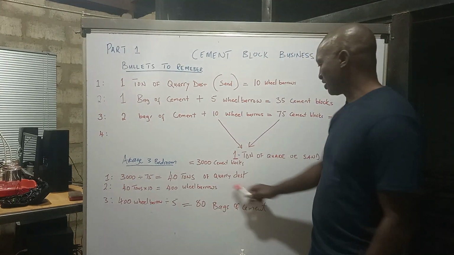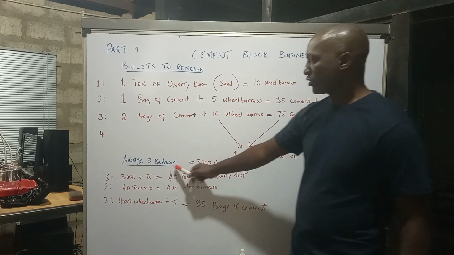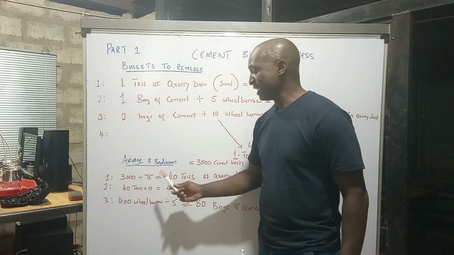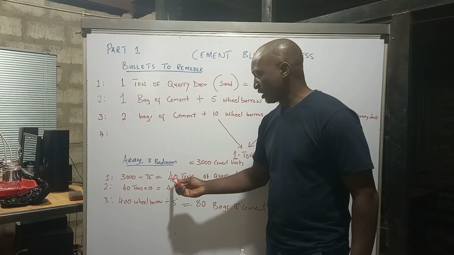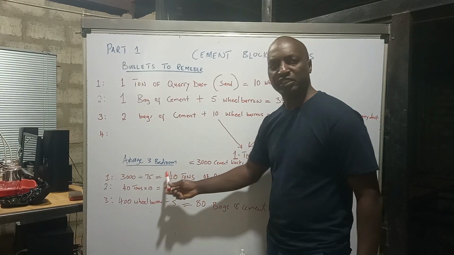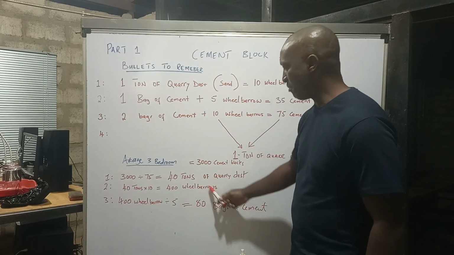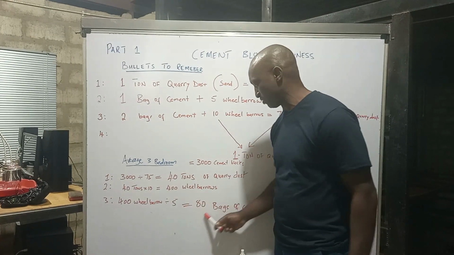So now we find out that on that 3-bedroom house we're going to use 80 bags of cement and 40 tons of quarry dust. Now it all depends on this: are you going to get that 40 tons on one load? So you know how much it's going to cost you to transport that 40 tons. And then you're also going to know how much it's going to cost you for those bags of cement.